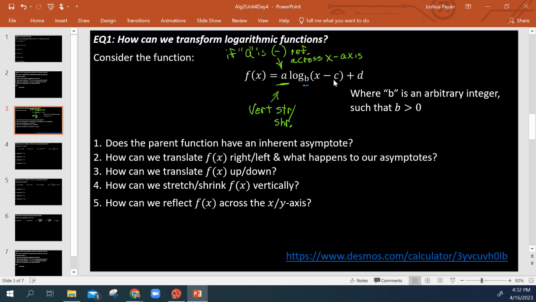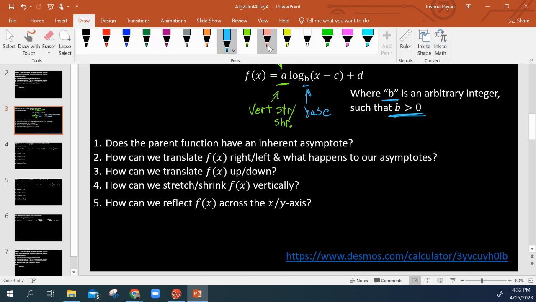Let's see here. B is our base, right? And we'll always assume B is going to be greater than 0, just like we did with exponential bases. Except we don't quite have the same concept of growth and decay that we do with exponents. I guess you could say that you have logarithmic growth and decay, but we're not going to go that far into that. I just need you to know that B obviously is the base. We talked about that in the previous lesson, though.